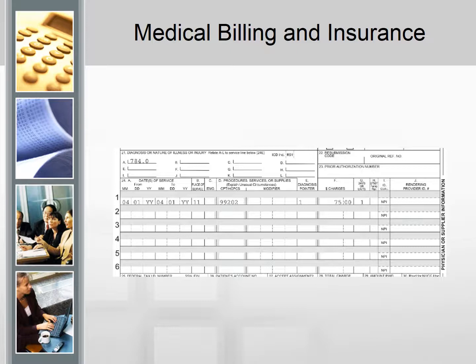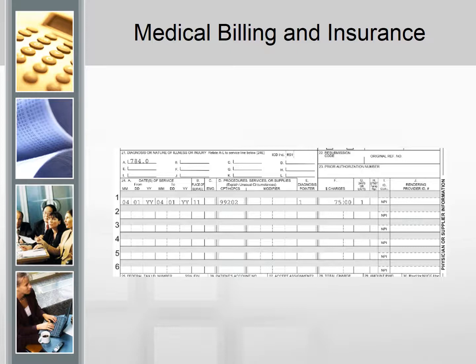Block 24 is divided into several different columns. So the first column is asking us for the dates of service. So in Ann Adams' case, she was seen for a visit on only one date. So that same date then would be entered in both the from and to columns. If this were an inpatient who maybe had the same service performed on multiple consecutive days, then you would enter the first date the service was performed in the from column and the last date that it was performed in the to column.